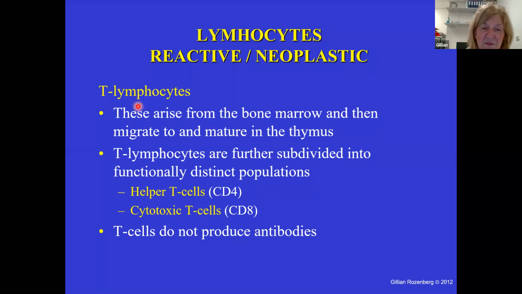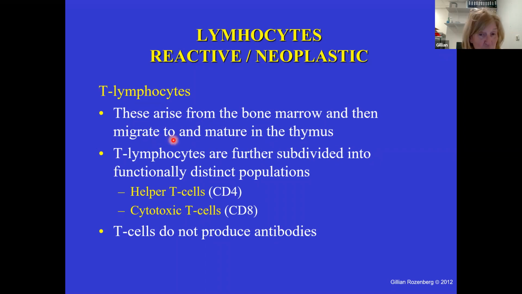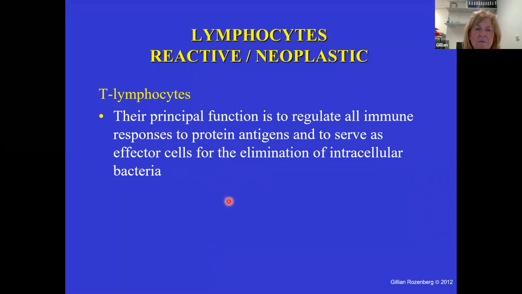T lymphocytes arise from the bone marrow and then migrate to and mature in the thymus. T lymphocytes are further divided into functionally distinct populations. The helper T cells are the CD4 cells, and cytotoxic T cells are CD8 positive. T cells do not produce antibodies. Their principal function is to regulate all immune responses to protein antigens and to serve as effector cells for the elimination of intracellular bacteria.